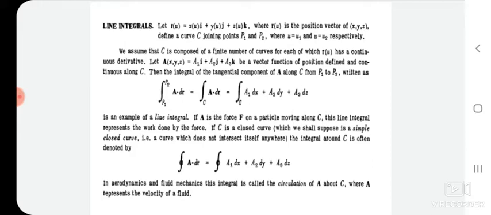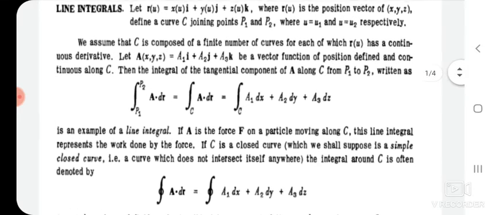Basically, line integral means what? One dimensional case. Surface integral means what? Two dimensional case. It is about the plane, and volume integral is nothing but a three dimensional case. That we will discuss one by one.